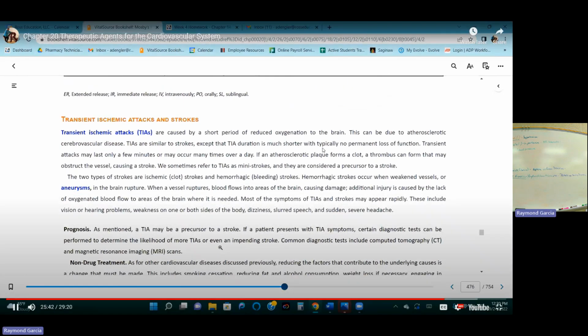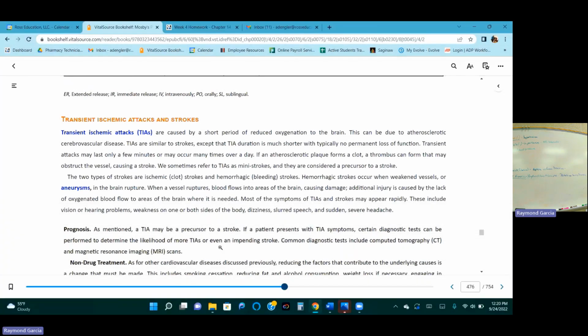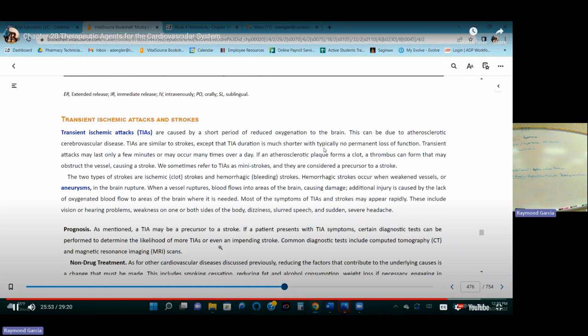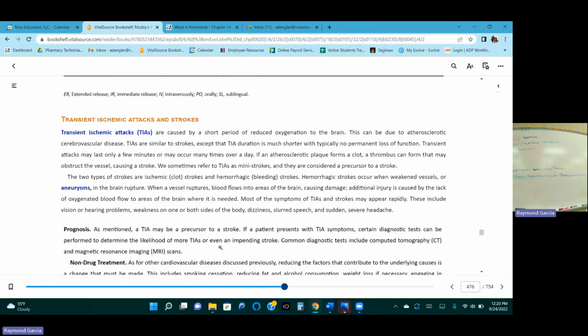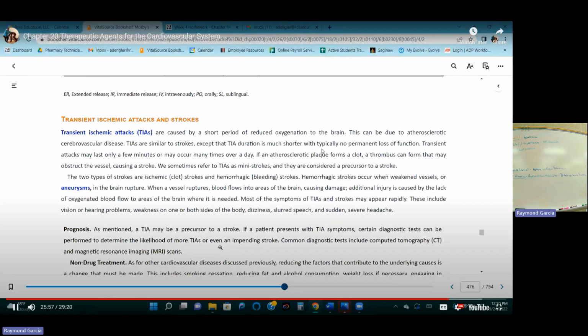Transient ischemic attacks are caused by a short period of reduced oxygenation to the brain. This can be due to an atherosclerotic cerebral vascular disease. TIAs are similar to strokes, except that TIA duration is much shorter, with typically no permanent loss of function.